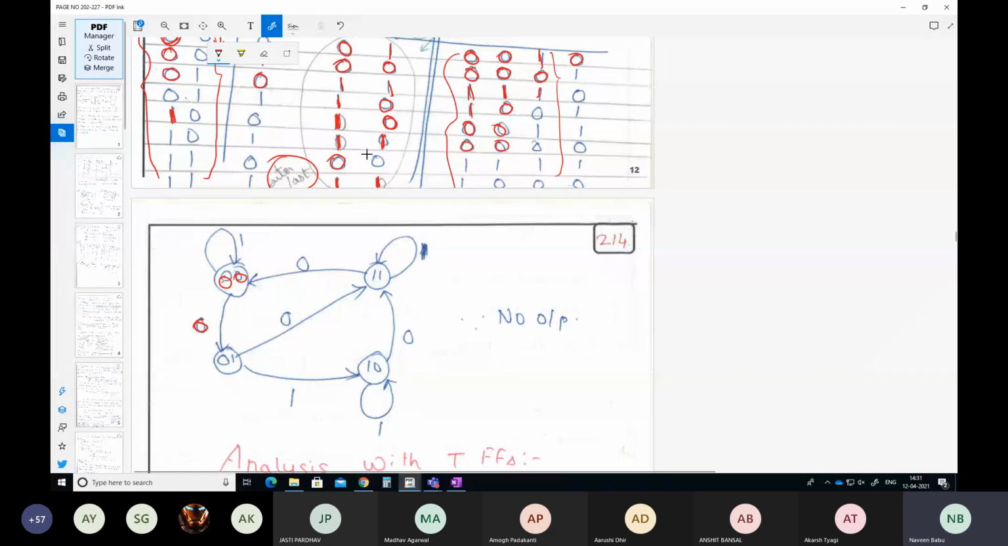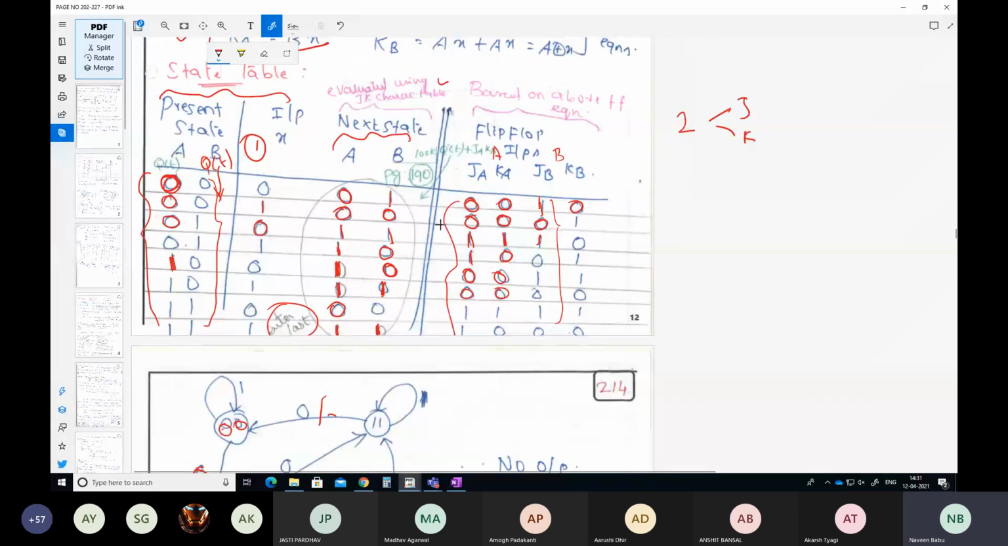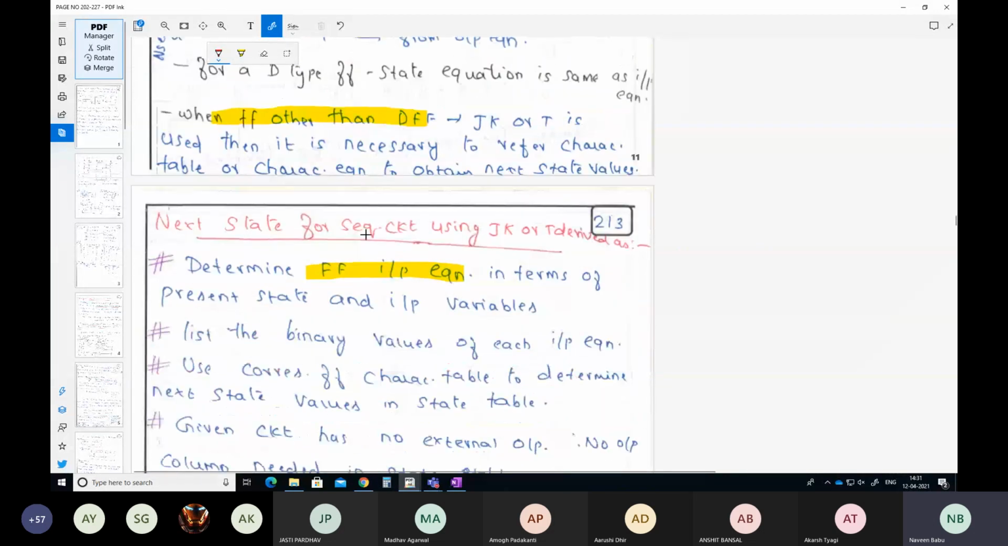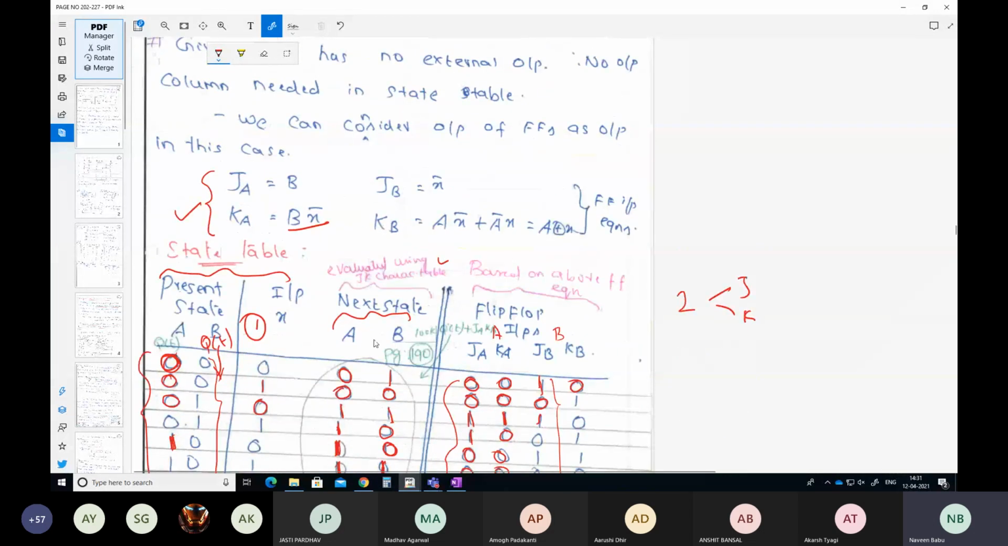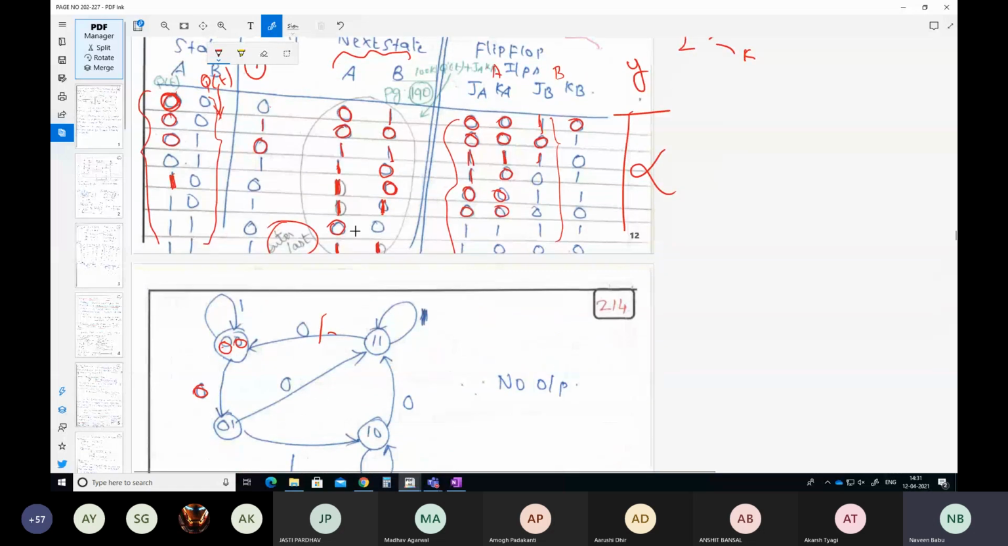Why there is no output here? Normally it should be an output slash some output, right? Because this particular circuit does not have any external output here, right? So we don't have an output column also here. So hence we need not fill this output column. We need not write the output sequence here also. So for an input of 0, it goes to 0, 1.